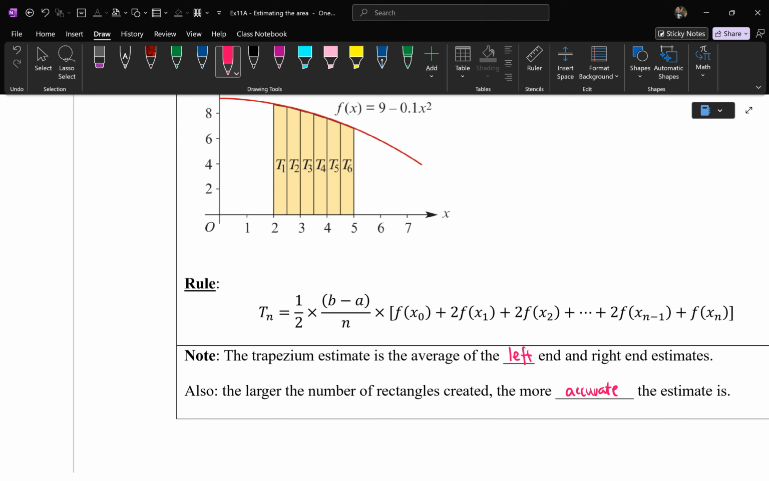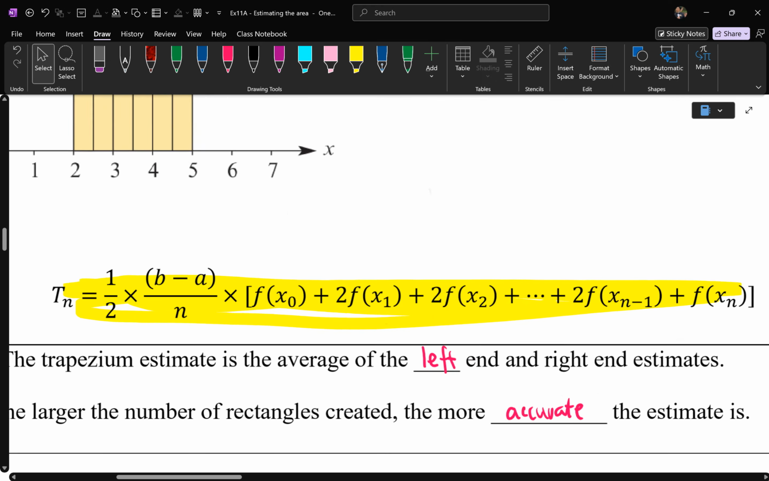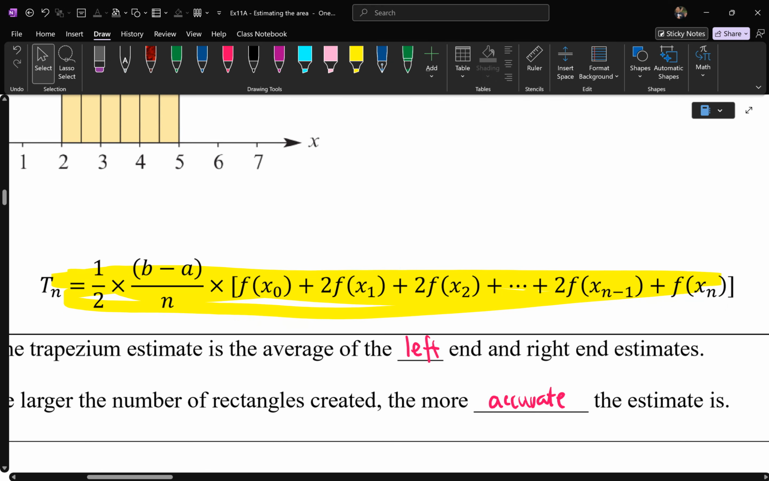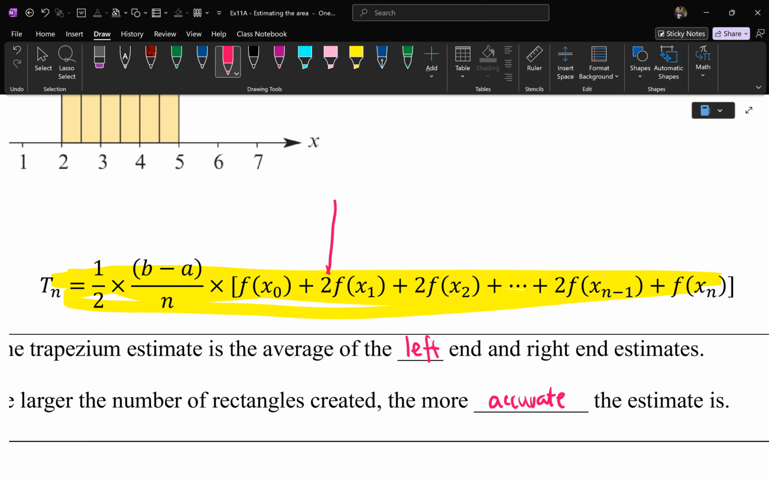Right? It means more calculations. Now, this is the formula I want you to familiarize yourself with, or if you understand it intuitively, you understand why it works the way it does. Can someone explain to me, because we're looking for the area of a trapezium, right? Why are these twos up until, except for the last and the first?